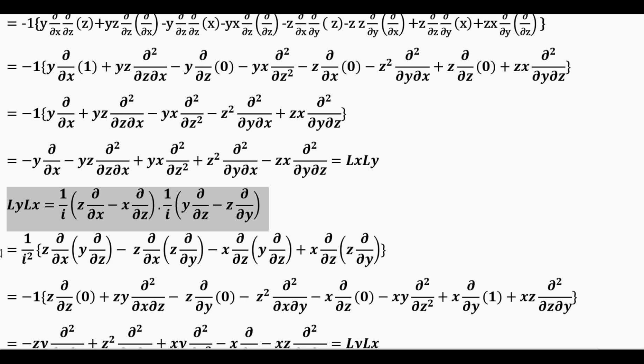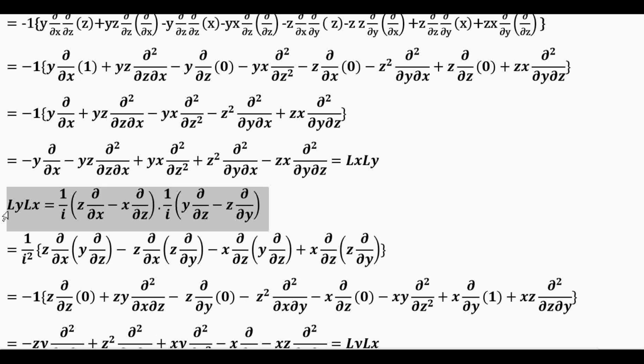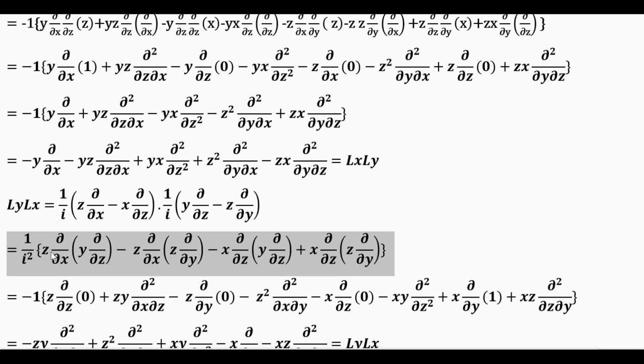Again this i becomes i square, and eventually it will become minus 1, you know that. And first, the first step, I will multiply this z ∂/∂x with y ∂/∂x, and then z ∂/∂x with minus z ∂/∂y. In that way I will be getting 1, 2, 3 and 4 terms.